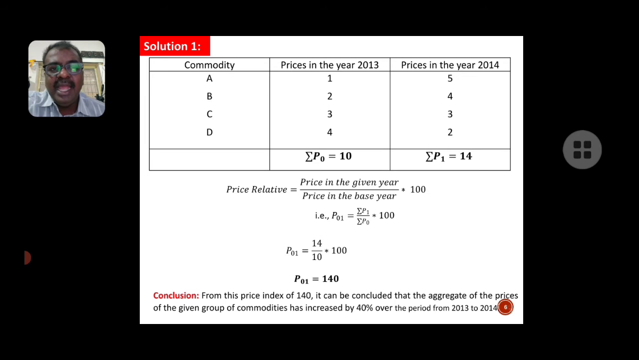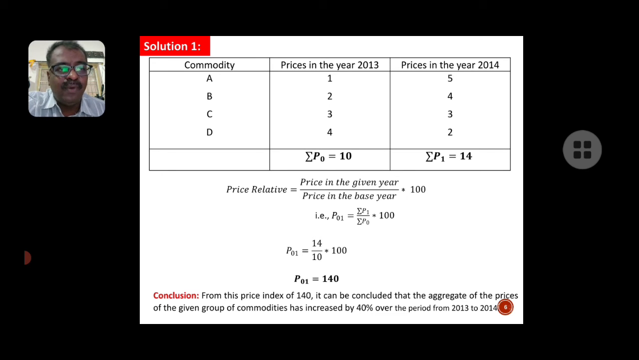Now, commodity A, B, C, D. Prices in the year 2013 are represented by P0, and prices in the year 2014 will be considered as P1. Now our formula for P01 is equal to prices in the current year divided by prices in the base year multiplied by 100. That is, P01 is equal to sigma P1 divided by sigma P0 into 100. So P01, that is the price index number of the current year based on the previous year, is equal to 14.